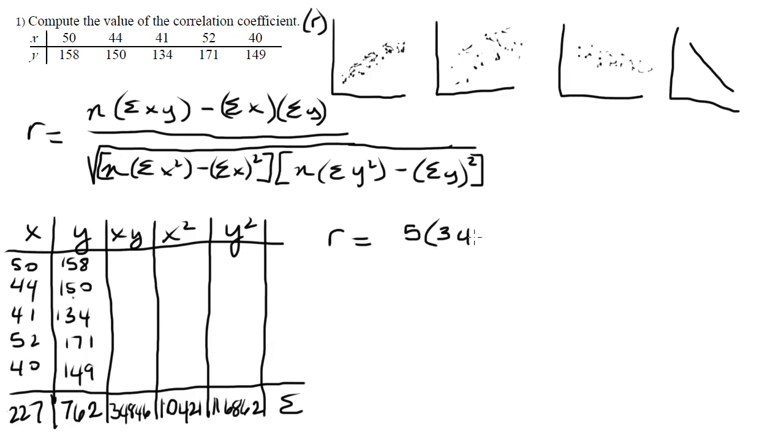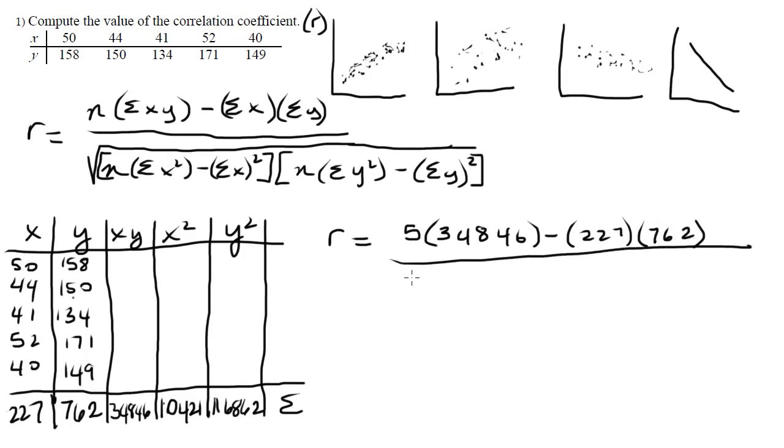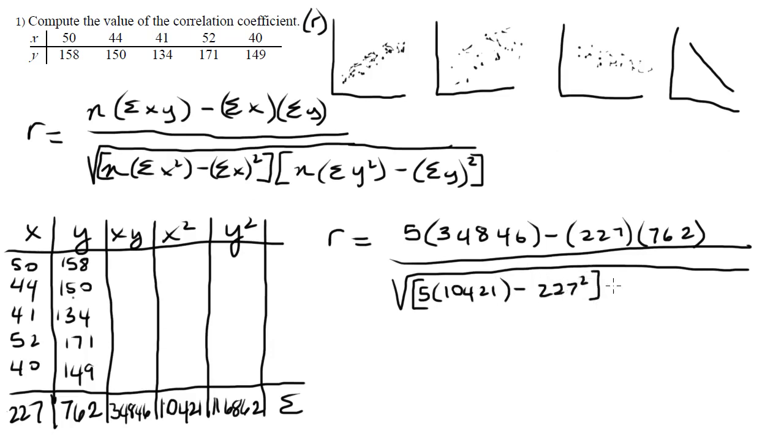So I've got 5 times the sum of the xy's. So that's 34846 minus the sum of x, 227, times the sum of y, 762, divided by the square root of, okay, let's see. So I have n again, 5 times the sum of the x squareds, which is 10421, minus the sum of x, which is 227 squared. It's in its own parentheses.